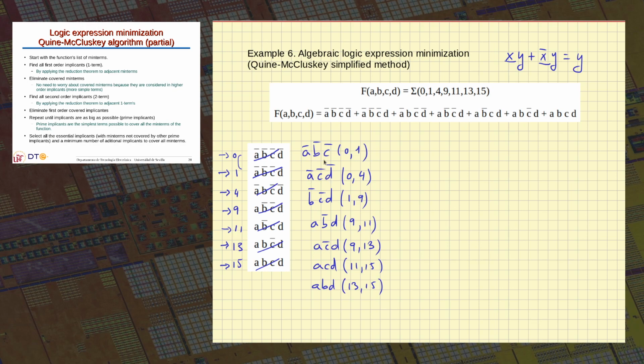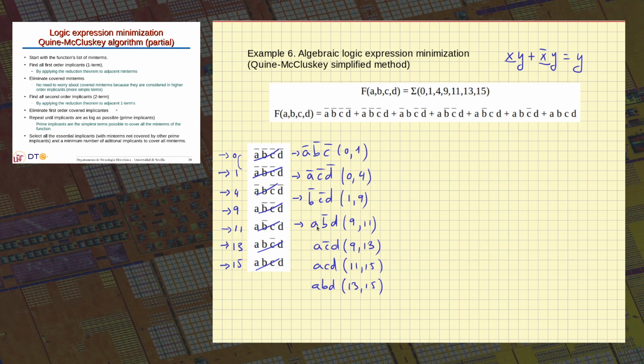ABC, ACD, so this cannot be simplified. I find another one with ABC. So this first one cannot be simplified. Now, ACD, but there are more than one literal difference. Here ACD, but there's also more than one literal difference in comparing. I've already compared these, and now I go for this one. So it cannot be simplified either. Now the next one is BCD, so no one shares the same literals.